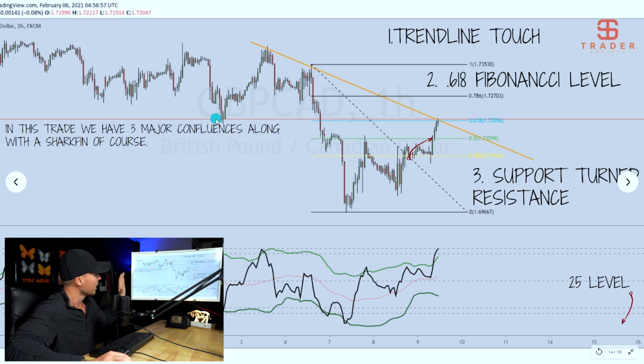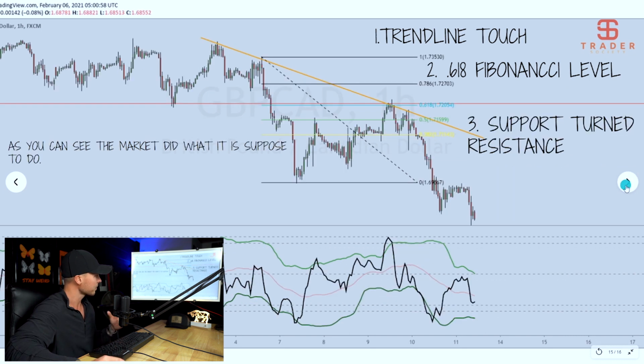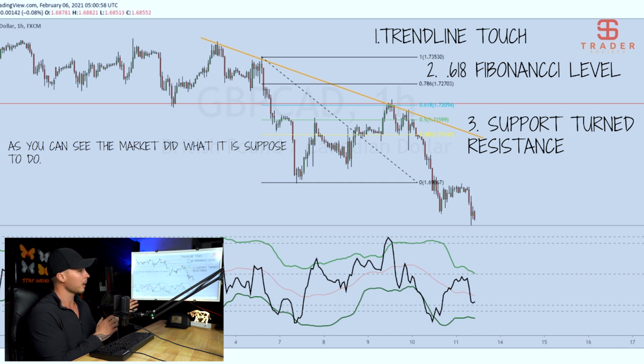And then, of course, support now turned resistance. I mean, this was just a beautiful trade. You can't go wrong with it. And that's obviously how it played out. Played out very well. Just a beautiful trading setup. And these types of things happen all the time on different time frames. So, I mean, there's always going to be moves in the market with this strategy.